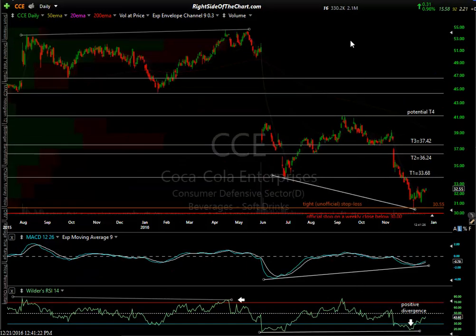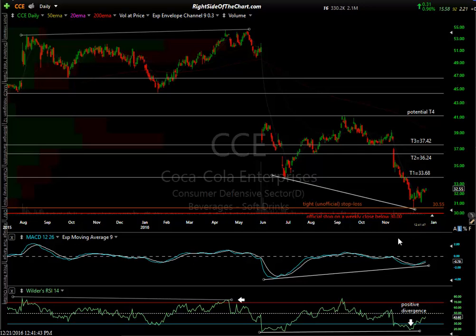CCE, this is Coca-Cola Enterprises, the European subsidiary. It's a long-term growth and income trade as well as a swing trade. It pays a dividend. Nothing great, but at least that's a healthy dividend for a near zero interest rate environment, 2.21%. And so you're getting paid to wait.